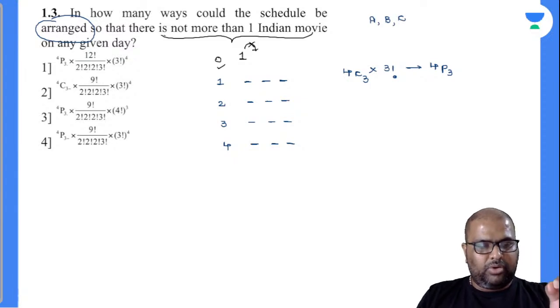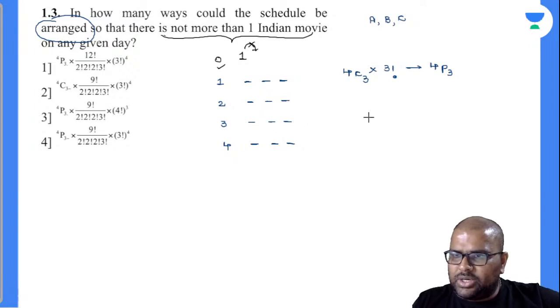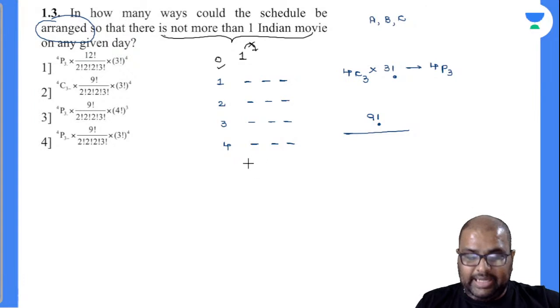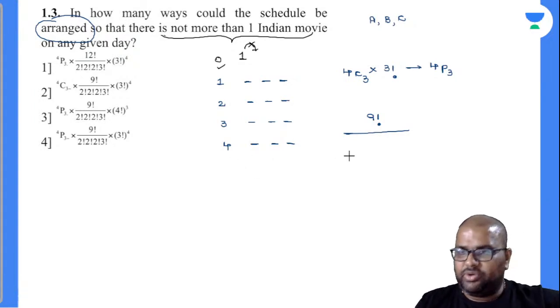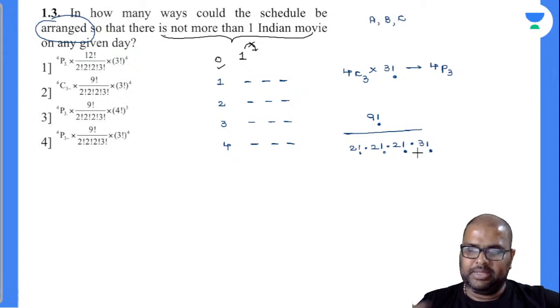9 slots are left over, but on different days. So see here, these 9 slots will be arranged in 9 factorial ways. But there are duplicates, right? On 3 days, there will be only 2 slots left over. On 1 day, there will be 3 slots left over. So 2 factorial into 2 factorial into 2 factorial into 3 factorial. Am I right or wrong? Please let me know. 4 days are done, na? Is it clear?